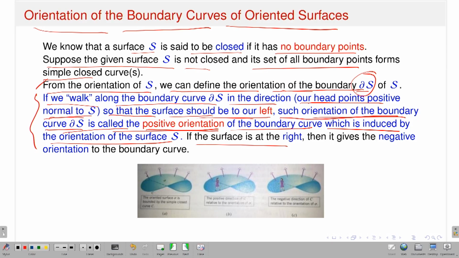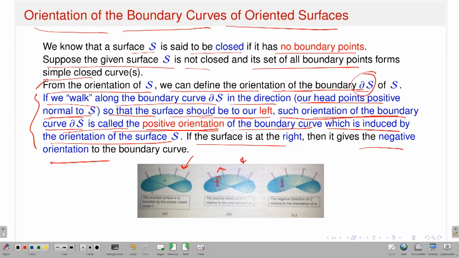And if the surface is on the right, then I will say that it is a negative orientation of my boundary curve. Now, these two pictures I have given say exactly that. First of all, I start with a surface S with the normal pointing upward, that means I am starting with a positively oriented smooth surface. Now look at the second one: I am moving in a direction such that the normal points towards my head. So this is the direction and this is my head, right?